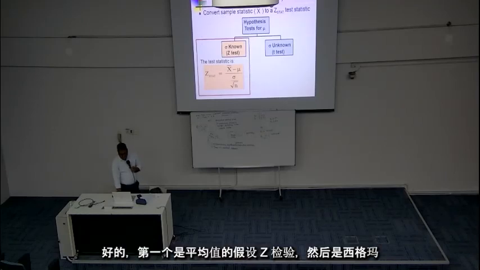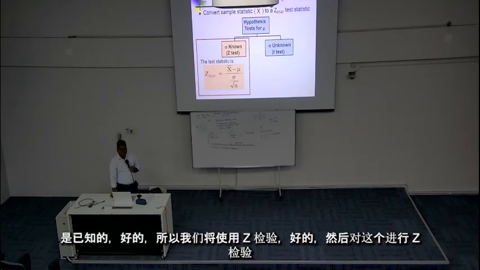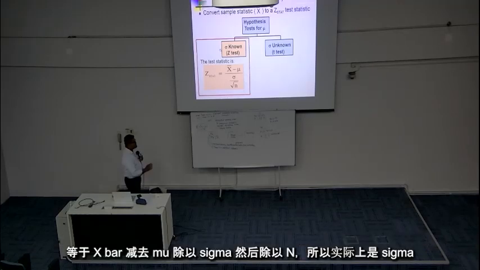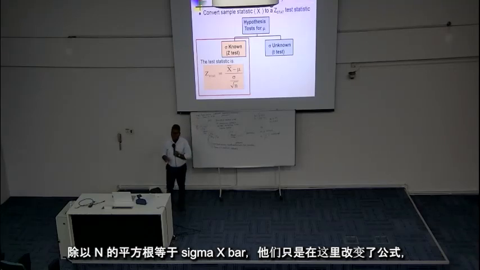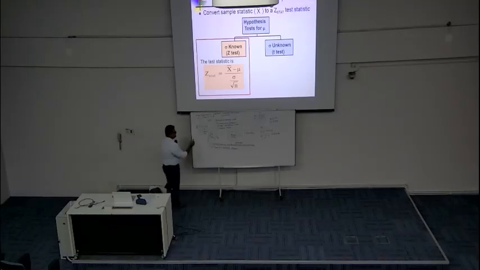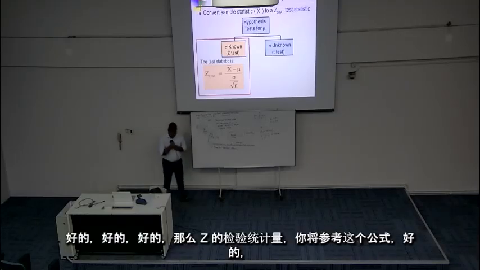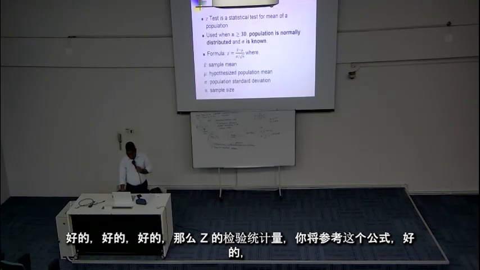Alright, the first one is the Z test of hypothesis for the mean, where sigma is known. So we will use the Z test. The Z test is equal to x bar minus mu, divided by sigma divided by the square root of n. Actually, sigma divided by square root of n is equal to sigma x bar; they just change the formula here. So for the test statistic for Z, you refer to this formula.